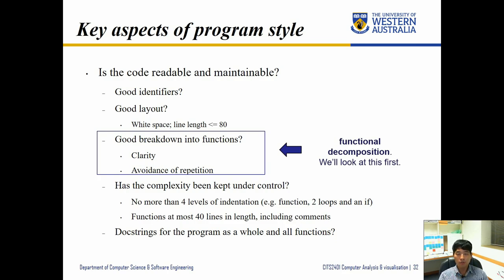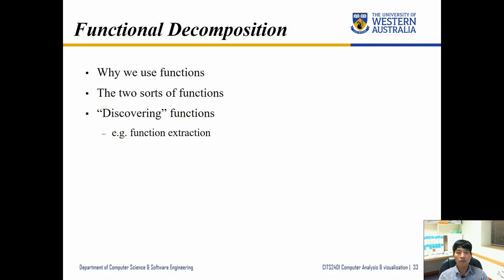Out of all those things, good identifiers and layouts are quite straightforward to understand, but a good breakdown into functions may be a little bit difficult. So we're going to look into details about how we break down functions into more understandable parts of the code. Functional decomposition is a technique that we use to break down large functions into smaller ones, so it is better understood and better maintained.